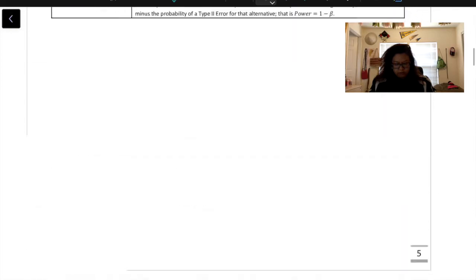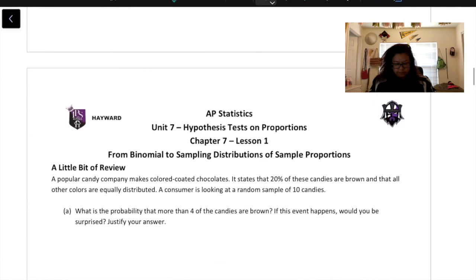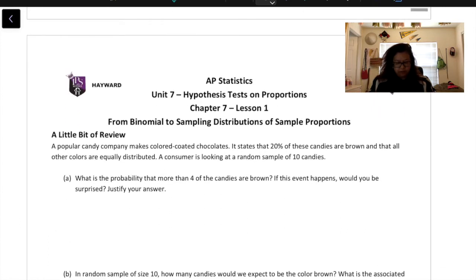So we're going to start with lesson 1, and lesson 1 is a review of binomial distribution and using that idea to understand why we can do sampling distributions and sampling proportions for some types of problems. As you know, this unit is called hypothesis test on proportions. It's very similar to what we already did last unit. However, this time we're working on proportions.